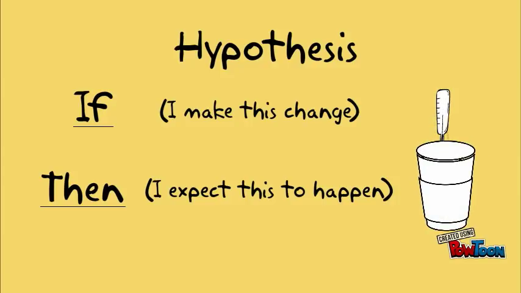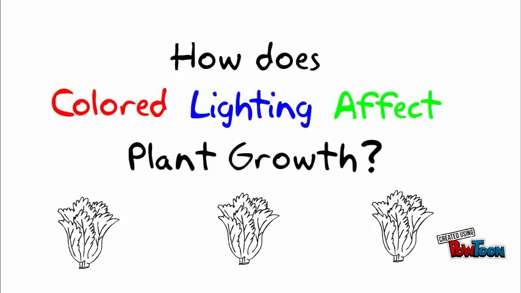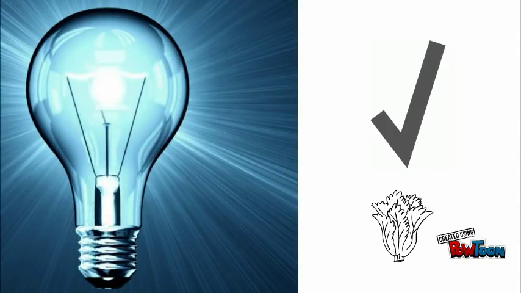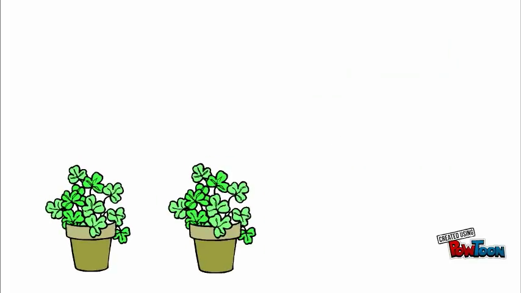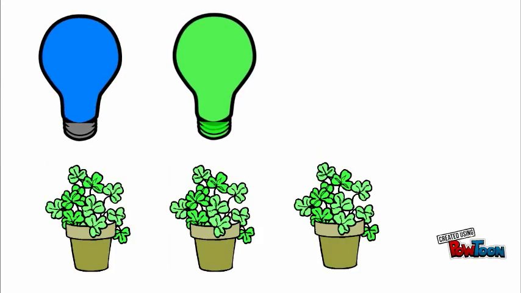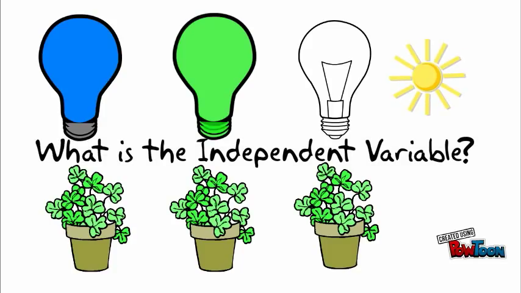Let's try another problem. How does colored lighting affect plant growth? Let's also say, after some more in-depth research, you think blue light might be the best for plant growth, while green light might be the worst. You think you may also want to compare plants grown under colored lights to plants grown under natural white light, which is what plants normally receive from the sun. So what do you think is the independent variable?